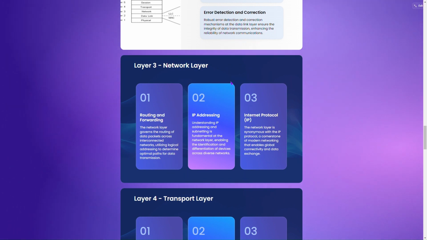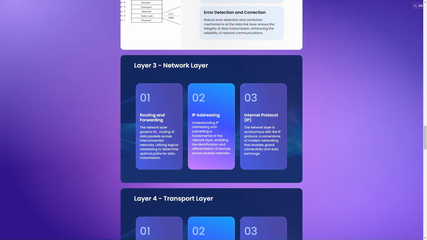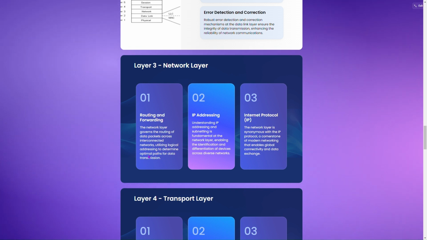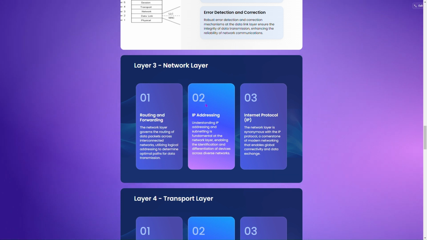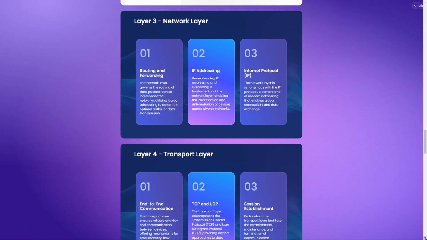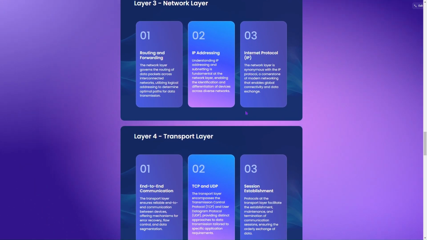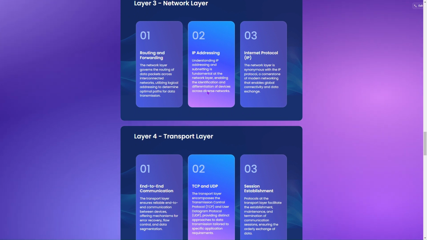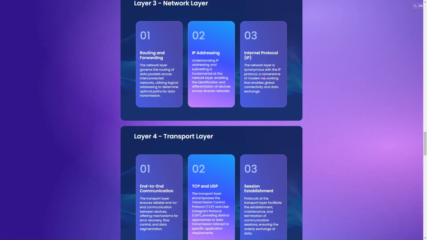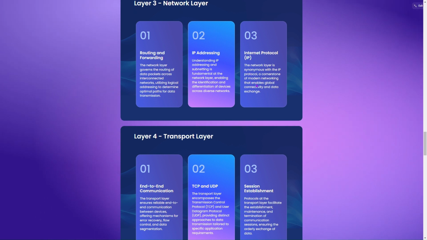Layer 3. Network layer. Routing and forwarding. The network layer governs the routing of data packets across interconnected networks, utilizing logical addressing to determine optimal paths for data transmission. 2. IP addressing. Understanding IP addressing and subnetting is fundamental at the network layer, enabling the identification and differentiation of devices across diverse networks. Internet Protocol, IP. The network layer is synonymous with the IP protocol, a cornerstone of modern networking that enables global connectivity and data exchange.